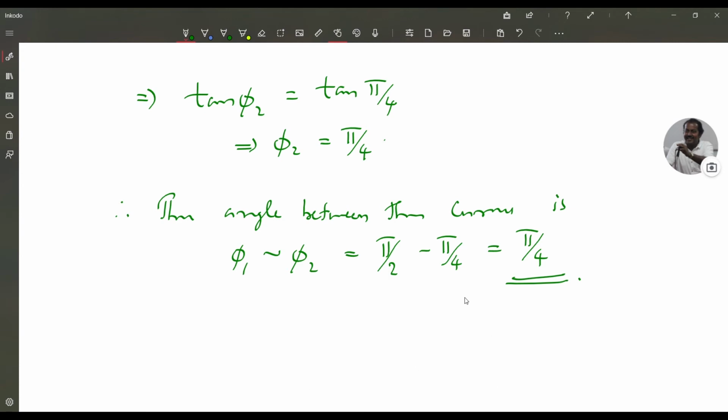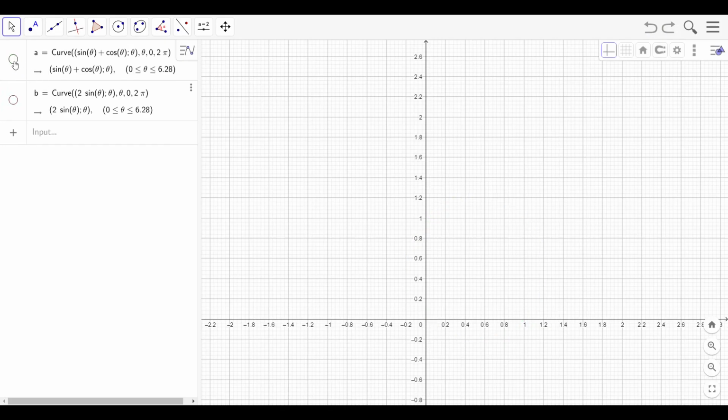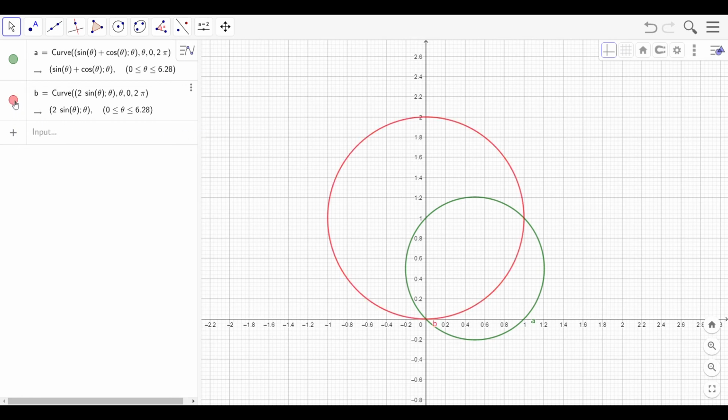Now you can check this using GeoGebra. First you plot r equal to sin theta plus cos theta. So this is the curve. Now you plot r equal to 2 sin theta. So this is the curve. You know that these two curves meet at 2 points. This is the case when r equal to 0: sin theta plus cos theta is 0 and 2 sin theta is 0. So these two curves meet at this point also. And in our example, we equated r to get this point.